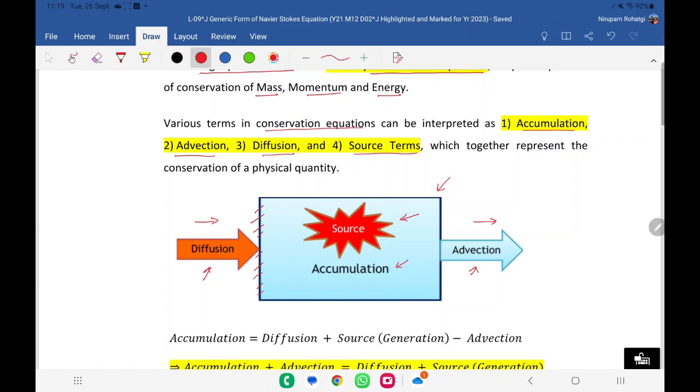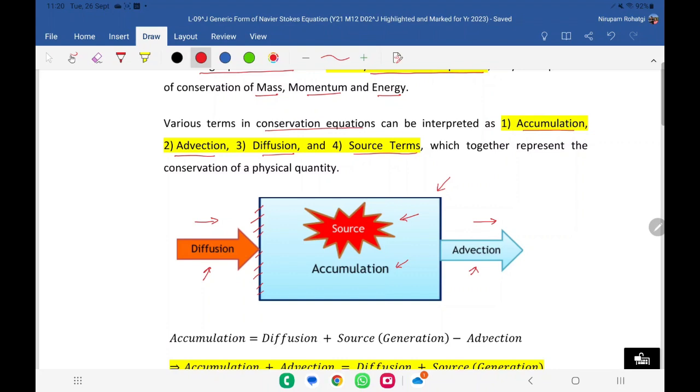In advection, the physical quantity goes in with the mass, with the fluid entering in. So if there is no fluid entering in, there is no advection. Either the fluid should be going in or the fluid should be coming out, because this fluid element will be carrying that physical quantity, so it will be taking in that physical quantity or taking it out. Any of these things will happen.